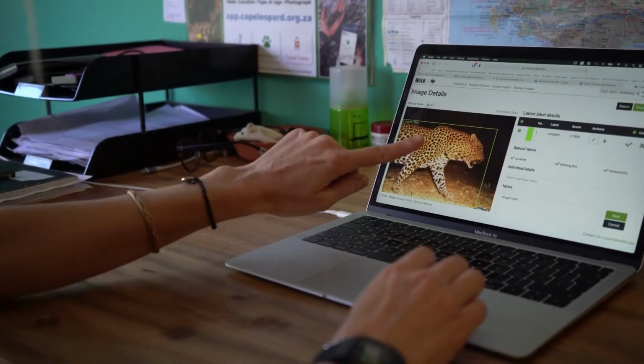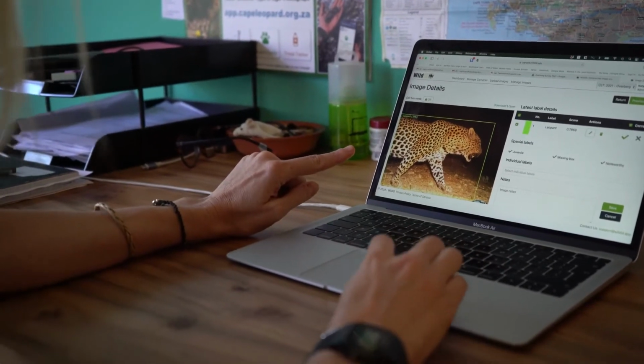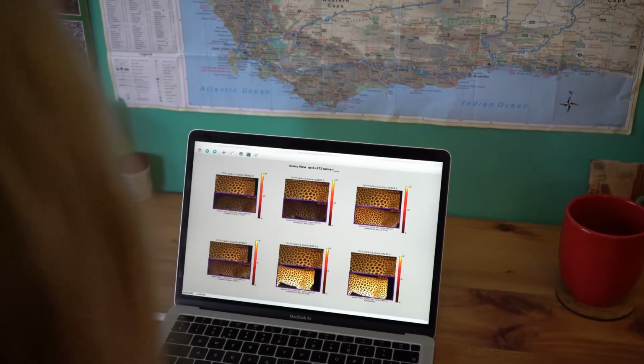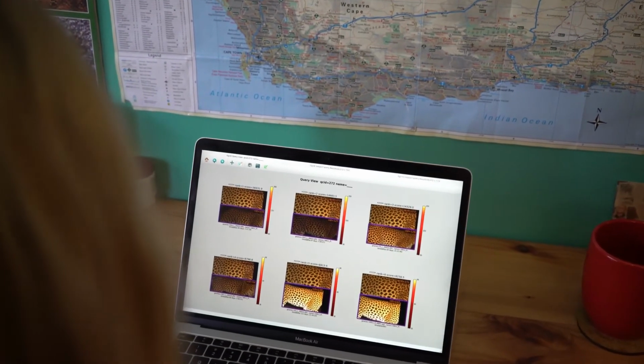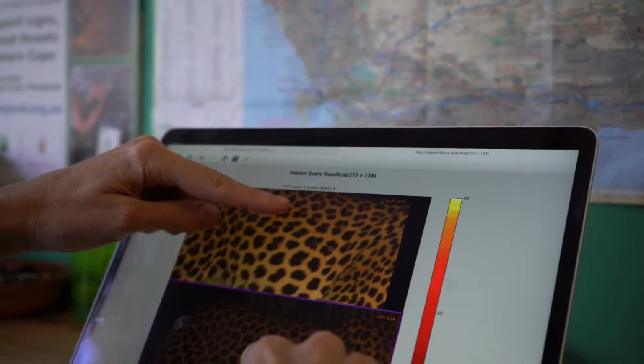And then we're able to analyze these data to work out what sort of variables might be affecting leopard distribution. Each leopard has a unique rosette pattern on its coat, and again, technology can really help us to speed up the data processing. Pattern recognition software can help us to find matches within the rosette patterns and work out which leopard is which.